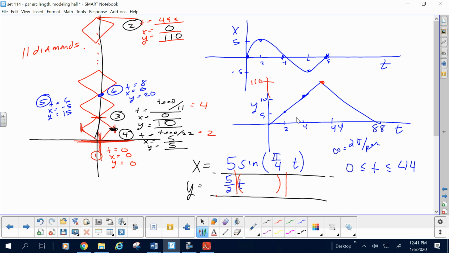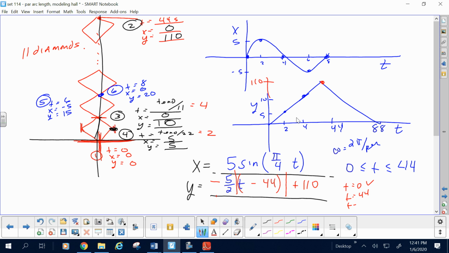Okay, anybody have it yet? -5 halves, absolute value, t minus 44, plus 110. Let's verify. At time 0, does it do what it should do? At time 0, I get -44 times 5/2, that would be 2 goes into 44 is 22 times 5 is 110. -110 plus 110 checks at time 0. Good deal. At time 44, we should get 110, yes? And we do. It's definitely working there.